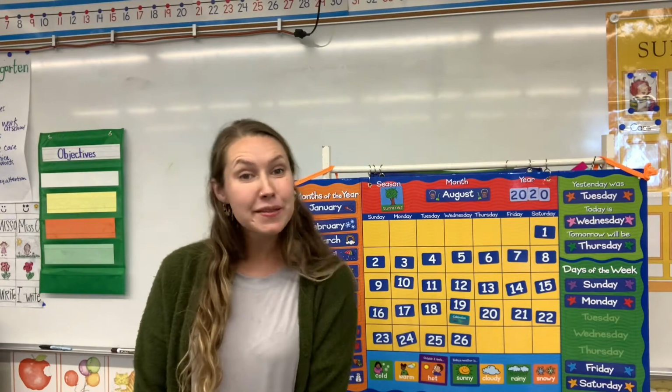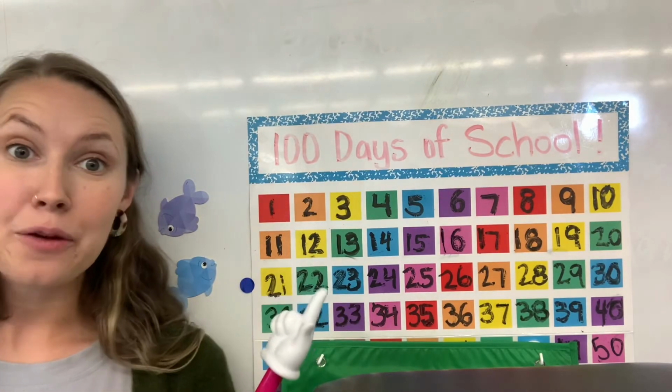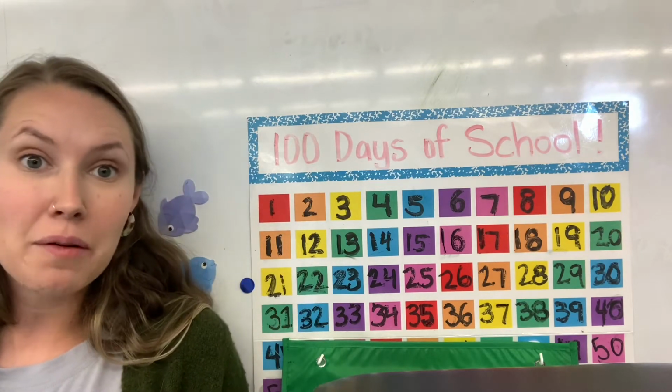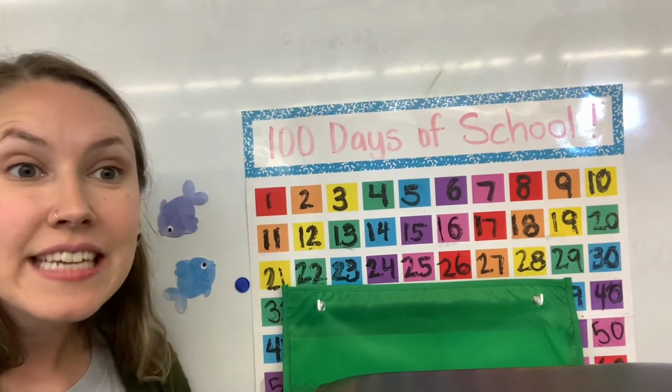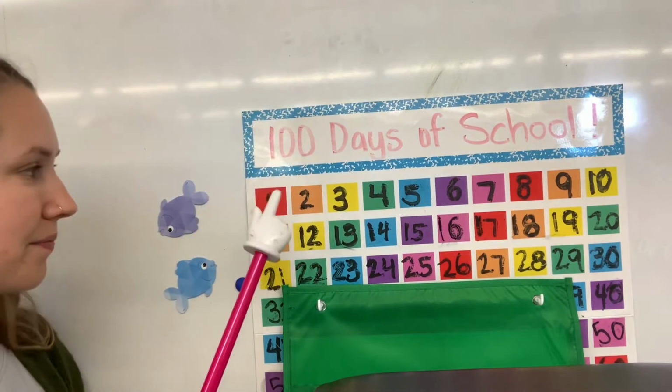It's time for us to do some counting. Okay, so yesterday we counted to 20 and we talked about the pattern that we saw while we were counting. Today we're gonna count all the way to 30 and see if we can notice another pattern. So let's start at 1.